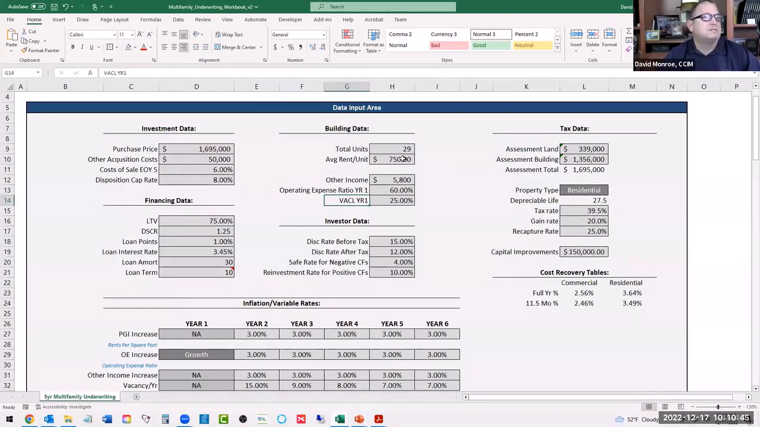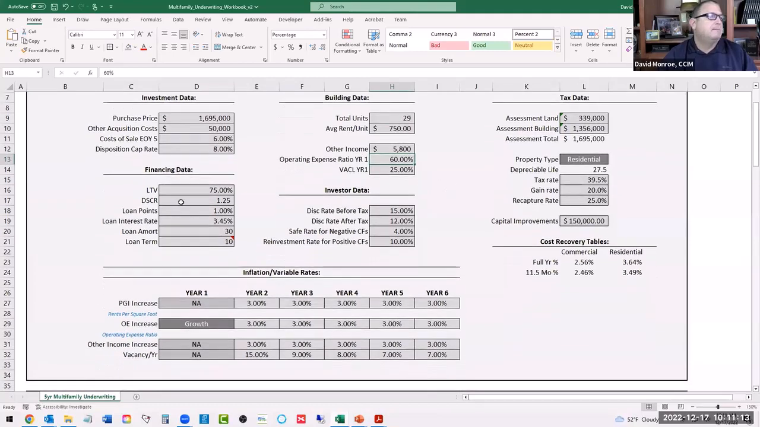So what I did was I'm going to adjust for vacancy in year 1 to account for the loss to lease in this case. Okay. Including any credit loss and actual vacancy. I got other income of $5,800. That's about $200 a unit. And I got an operating expense ratio, again, just year 1 of 60% because the rents are so low on this property. Yes, go ahead.